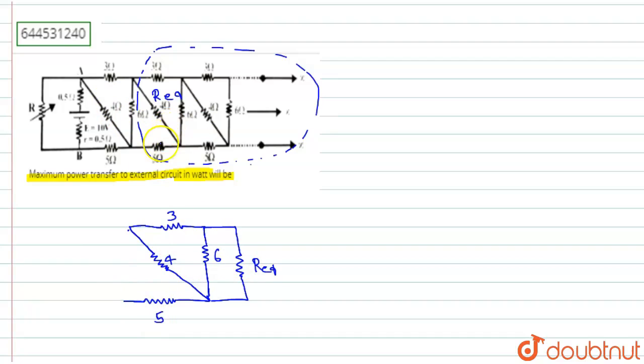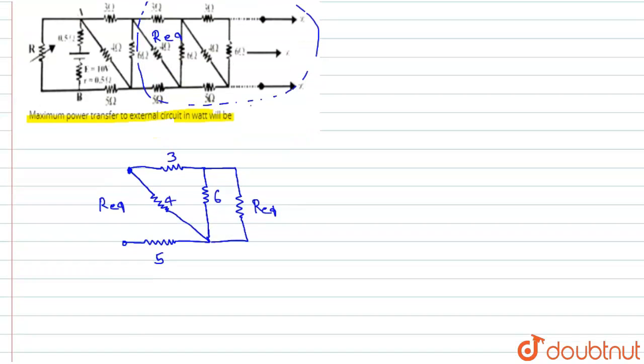If this is the R equivalent, then we can see that this total is also equal to R equivalent, because this is an infinite circuit. Up to here is the R equivalent, then this is also R equivalent. So how can we find the R equivalent? From here we can see that 6 ohm and this R equivalent are in parallel.